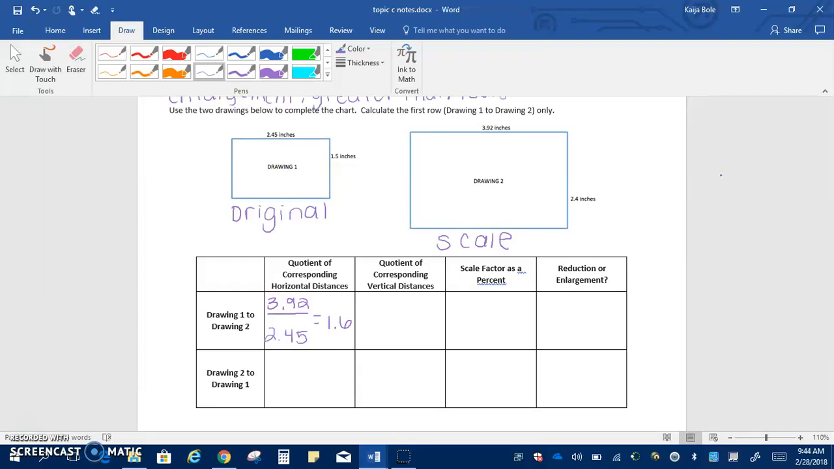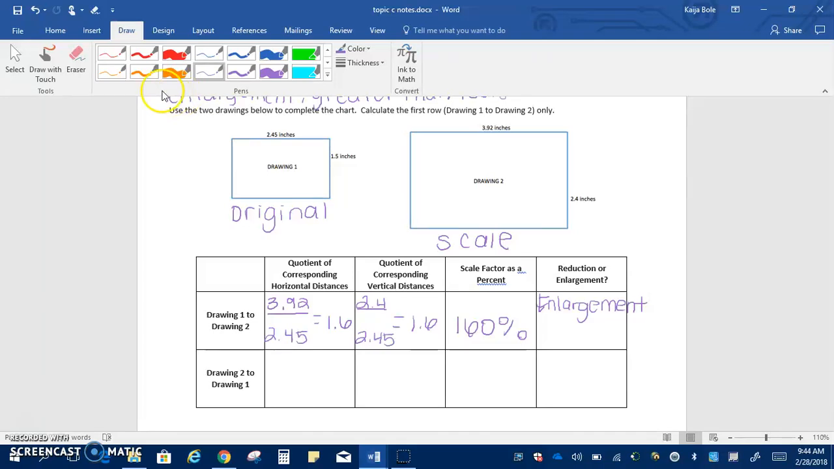If we do the vertical distances, that means we would have 2.4 over 2.45. And when you divide that in your calculator, you get 1.6. So if we're going to write it as a percent, we have to move our decimal 2 times to the right, so we get 160%. And it asks us, is this a reduction or an enlargement? We know because it's greater than 100%, this is an enlargement.